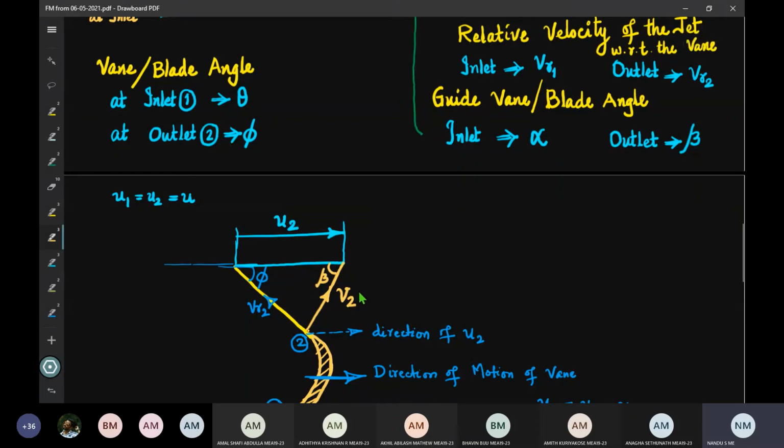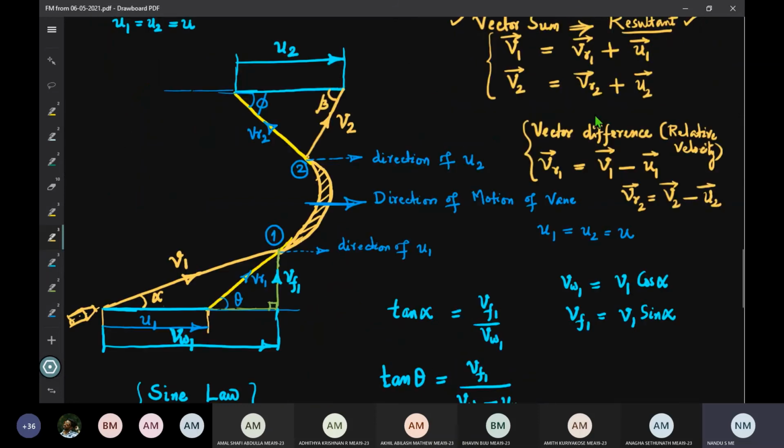V2 is the absolute velocity with respect to a stationary frame of reference. Guide blade angle at outlet: the absolute velocity is the velocity of the jet at outlet. That is V2, and its angle with the reference is beta. V1 is the resultant of VR1 and U1, and V2 is the resultant of VR2 and U2. Or in other words, VR1 is the vector difference of V1 and U1, and VR2 is the vector difference of V2 and U2. Please keep these ideas in mind.